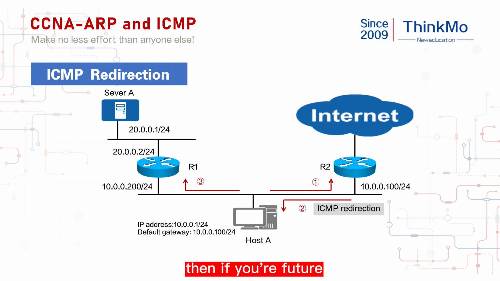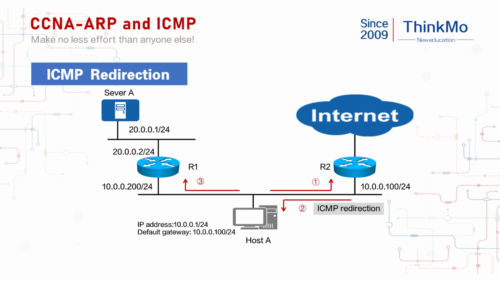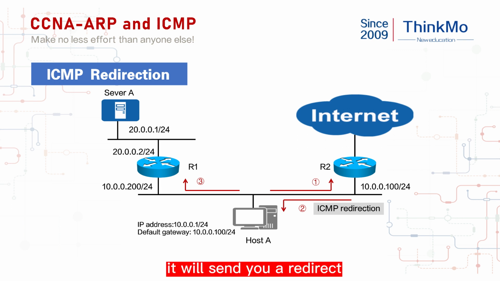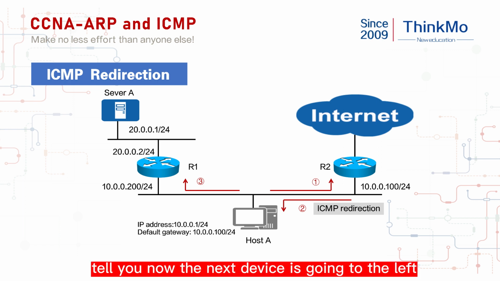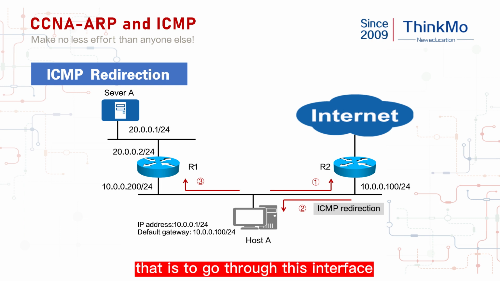Then if your future, for example, you visit an address 8.8.8.8, such cross-segment access. Should you go through the gateway? Go through the gateway. This is how the data traffic goes normally. Only when you send a data, when it still comes out of this mouth, it will send you a redirect. Tell you now the next device is going to the left. That is to go through this interface.